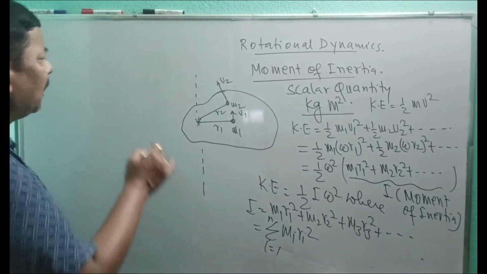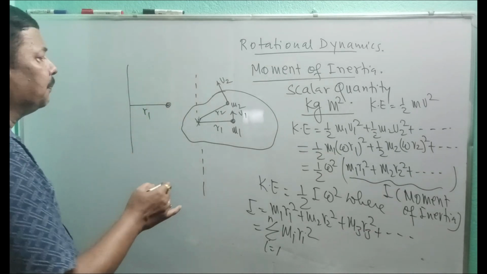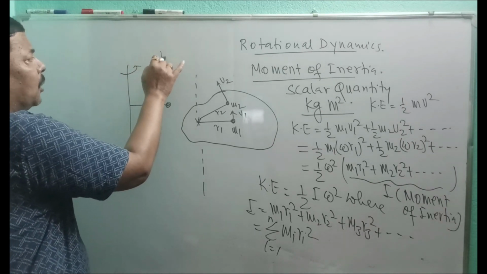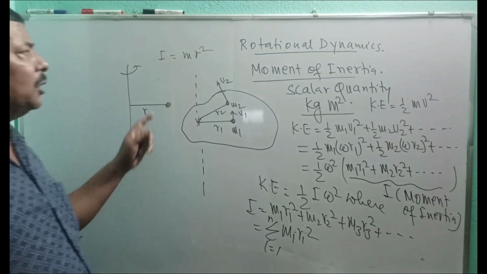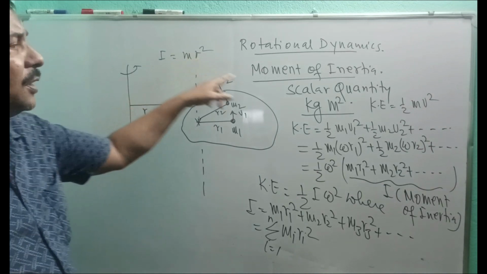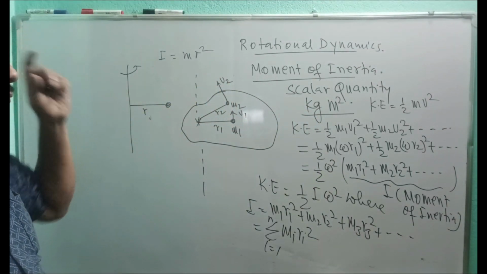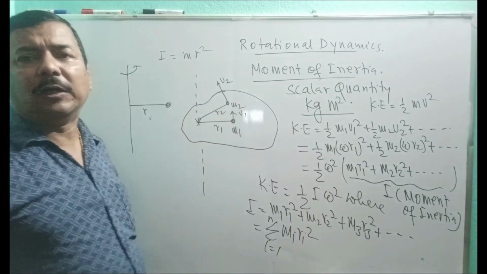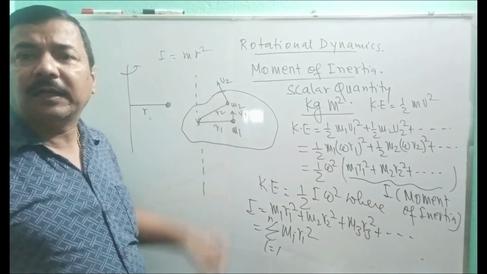If we talk about a single particle at a distance r about this axis of rotation, then moment of inertia will be simply m r square. So m is in kilogram, r is in meter, so the unit is kilogram meter square. And this basically represents how much is the difficulty level in rotating the body. If a heavy body is there, difficulty level will be more. If a lighter body is there, the difficulty level will be less.